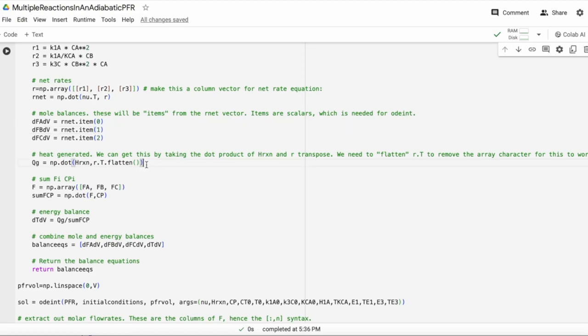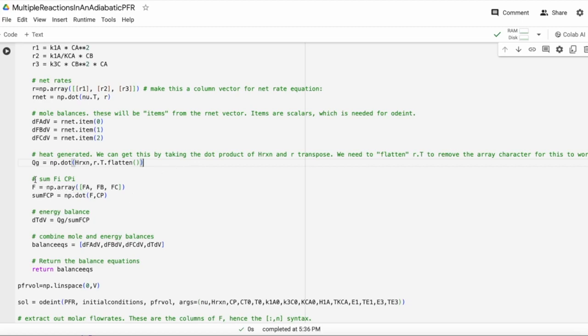I can additionally use the matrices that I sent in to calculate my heat generated term. So that's going to be my heat of reaction times my rate. As I do that, I'm going to take the transpose of my rate matrix. I'm going to flatten that matrix in order to remove the array character. And again, that's because I don't want array character in what gets returned to the code, because ODE int isn't going to want that.